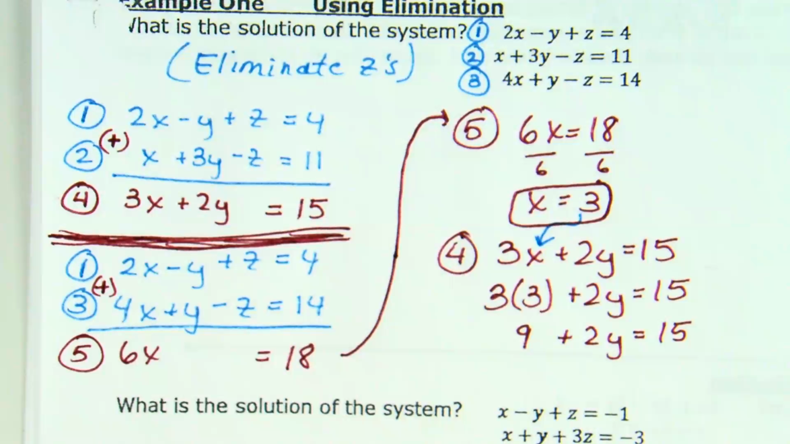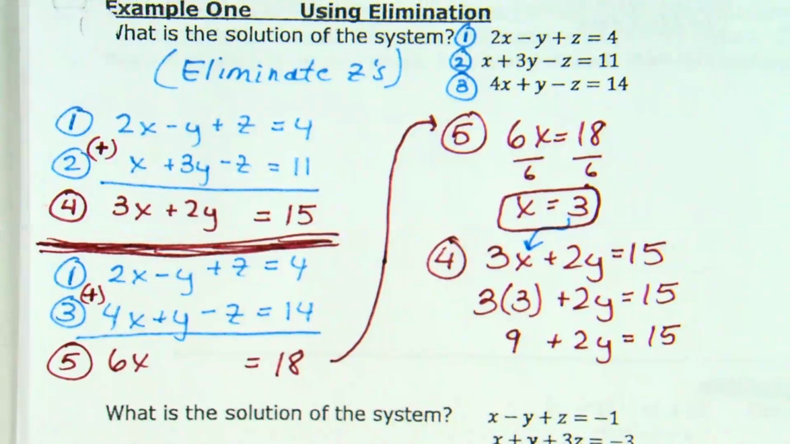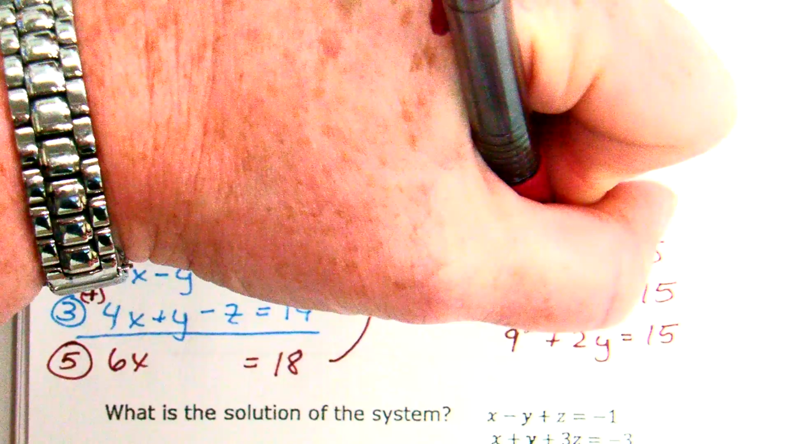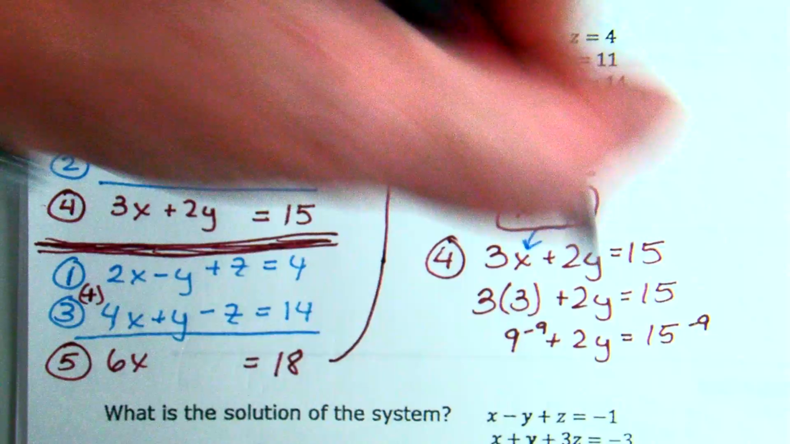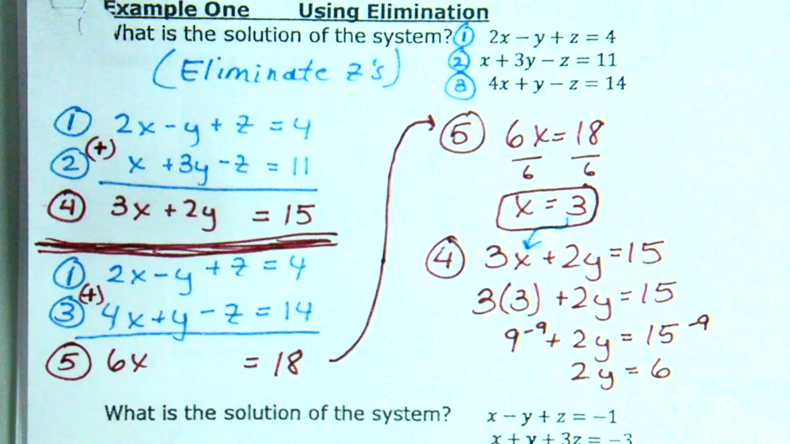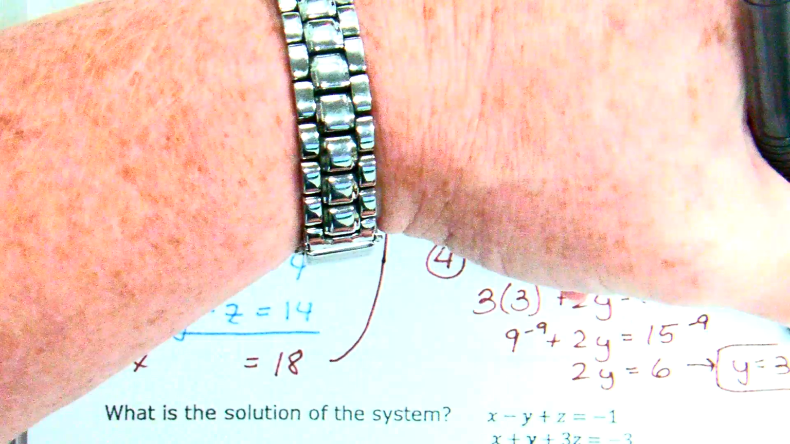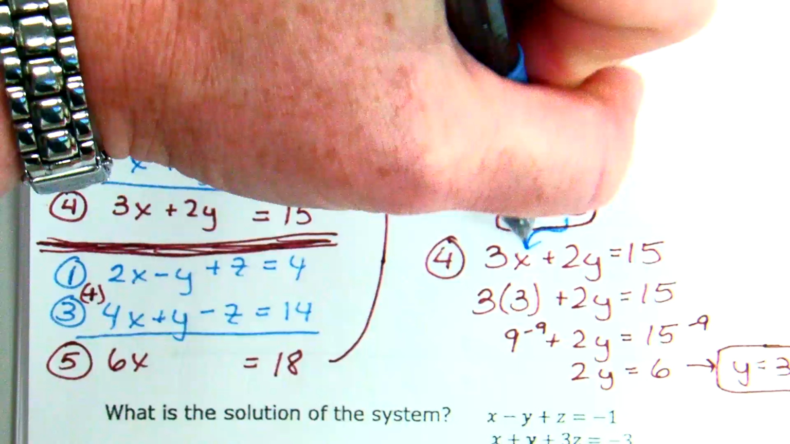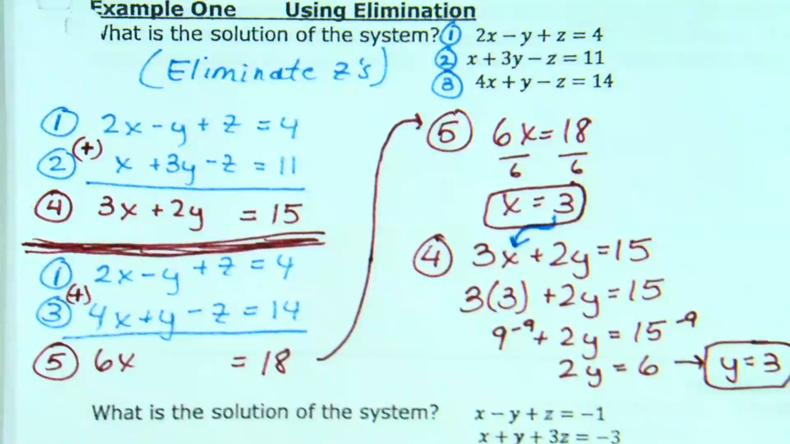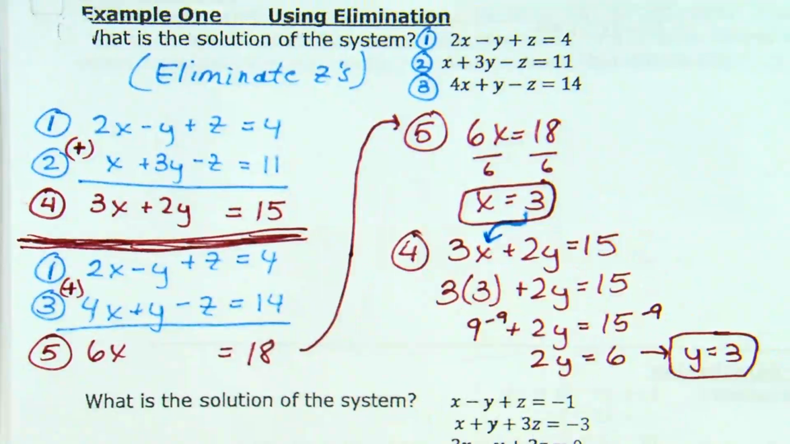To get the 2y by itself, I need to move the positive 9, so I'm going to subtract 9. 15 minus 9, 6. If 2y equals 6, then we know y equals 3. I have 2/3 of my answer. I know x, I know y. Thoughts on how we're going to find z?